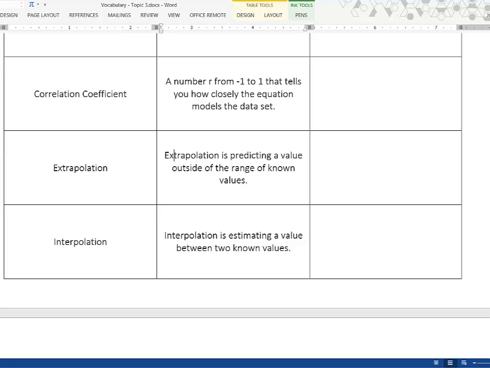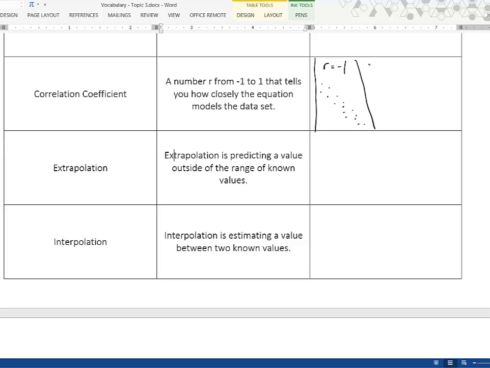Okay, so the vocabulary, we're going to start with correlation coefficient. Now, a correlation coefficient deals with your scatter plots. It says here, correlation coefficient is a number r from -1 to 1 that tells you how closely the equation models the data set. If r equals -1, then your data on your scatter plot will be very closely resembling a negative trend. It's going downwards.